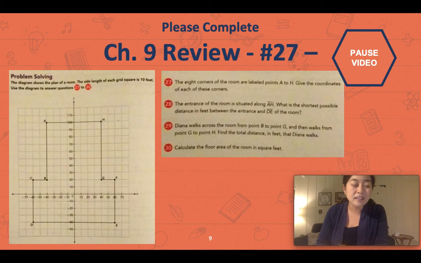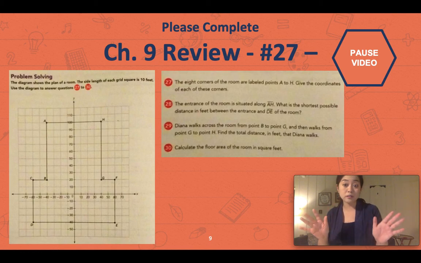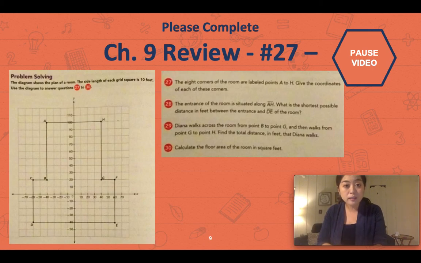It says, the diagram shows the plan of a room. The side length of each grid square is 10 feet. Use the diagram to answer questions number 27 to 30. But again, we're only doing the odds. So I took a whole picture of the section in your book, but we're only doing the odds. So that's only 27 and 29.